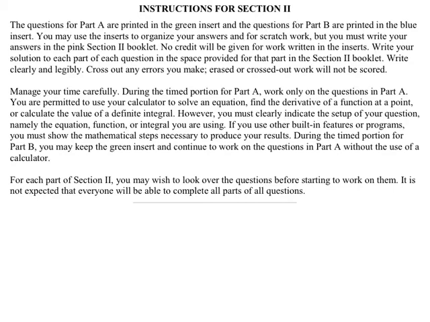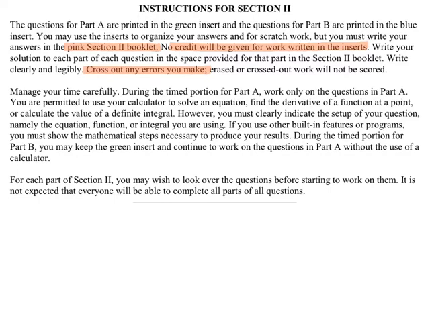Okay, so you guys are going to be getting 3 pieces of paper for the free response section, or 3 packets of paper. Okay, you have part A, it's a green insert, part B is a blue insert. Part A is the calculator questions, part B is the non-calculator questions, and then you're going to be putting all your answers in the pink booklet. All your answers go in the pink booklet. No credit will be given for the work in the inserts. Okay. It says to write clearly and legibly and to cross out any errors you make. Okay. They tell you that erased or crossed out work will not be scored. We're going to talk a little bit more about that. But they just tell you don't bother wasting time erasing.